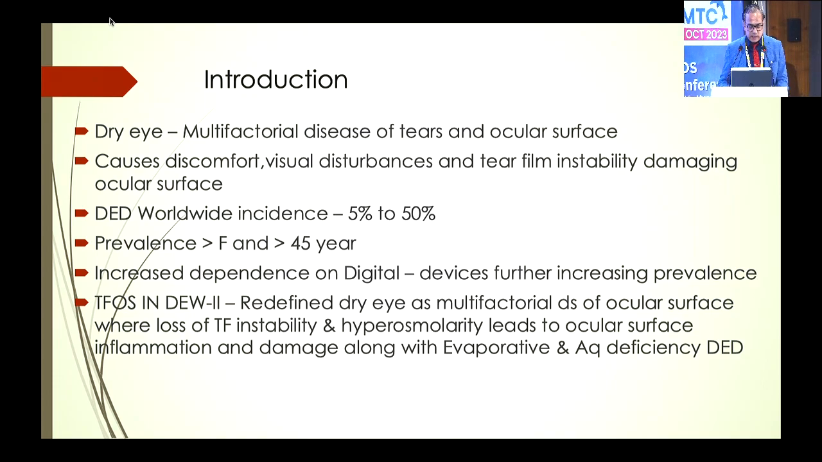According to TFOS DEWS II, dry eye has been redefined as a multifactorial disease of the ocular surface, where loss of homeostasis of the tear film, instability, and hyperosmolarity lead to ocular surface inflammation and damage, along with evaporative and aqueous deficiency dry eye disease.